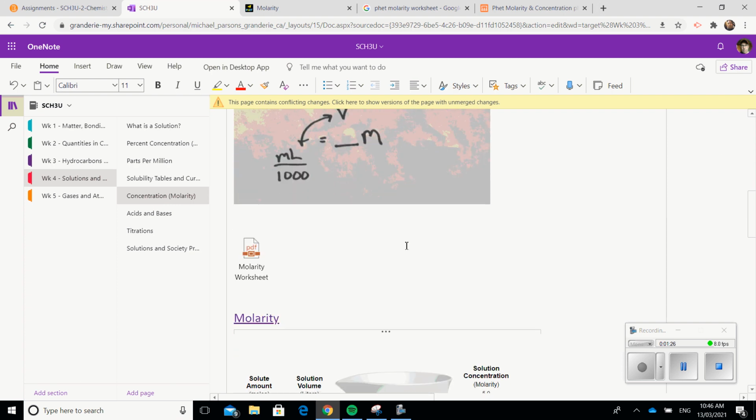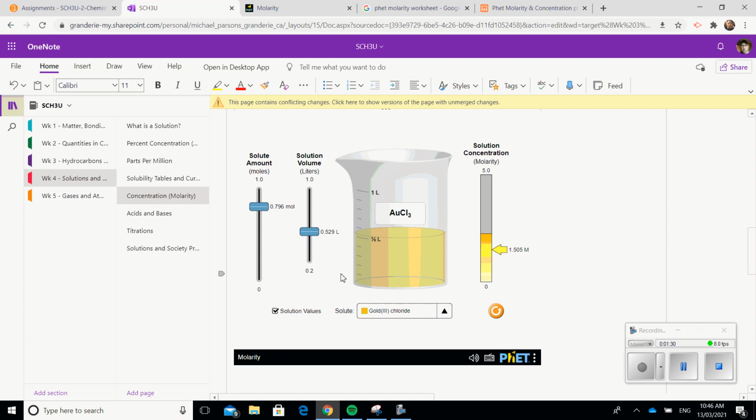You have a worksheet to work on here, and you have an activity. This activity is embedded right in the OneNote. Let's take a look at how this activity works. The first thing I'm going to say is click on the solutions value, and then I would set my volume to a number that you want to use. So I'm going to go with 0.5 of a liter.